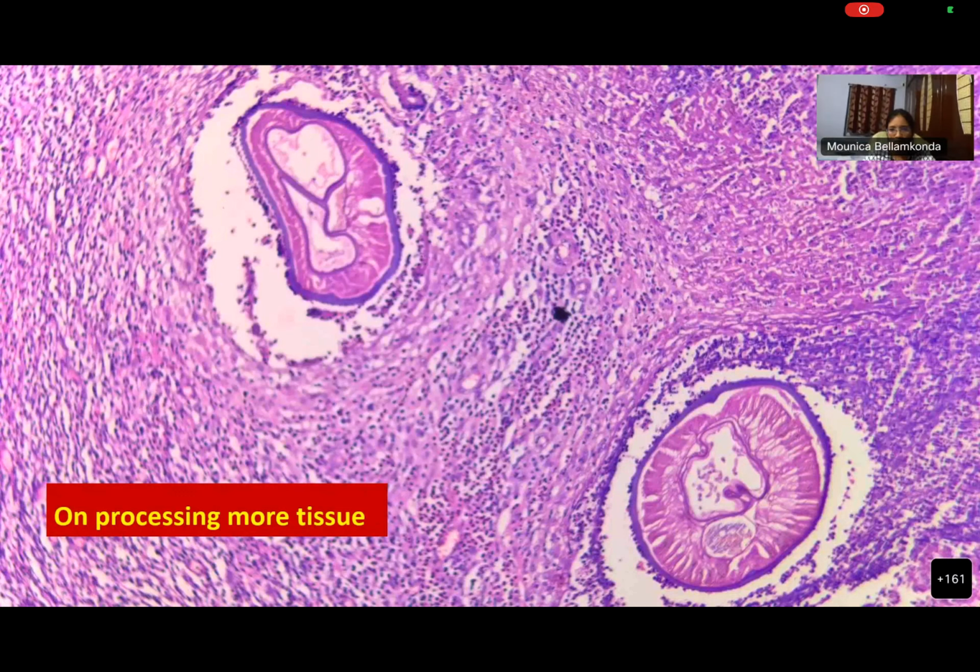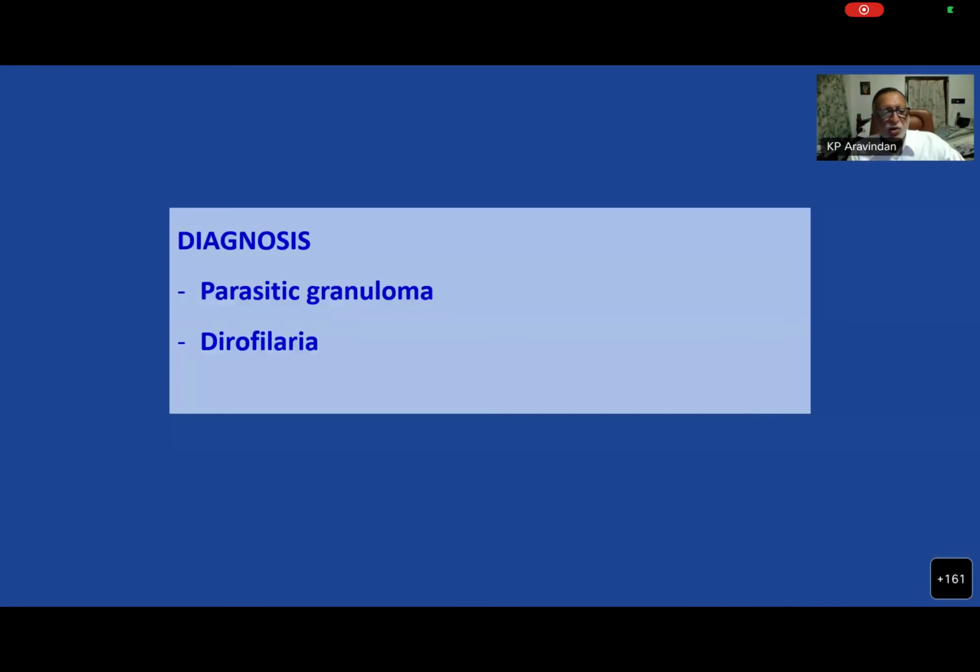Filaria. Okay. Which type of filaria most likely? So such thick muscle you can see. And this is the ovary with microfilaria. Thick muscle, this thick cuticular coat with slight corrugation. Okay, this is dirofilaria. This was basically a dirofilaria case, parasitic granuloma, dirofilaria.